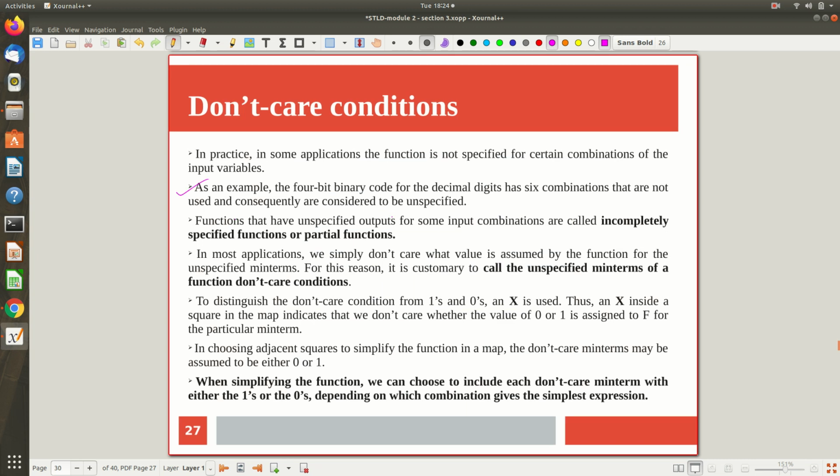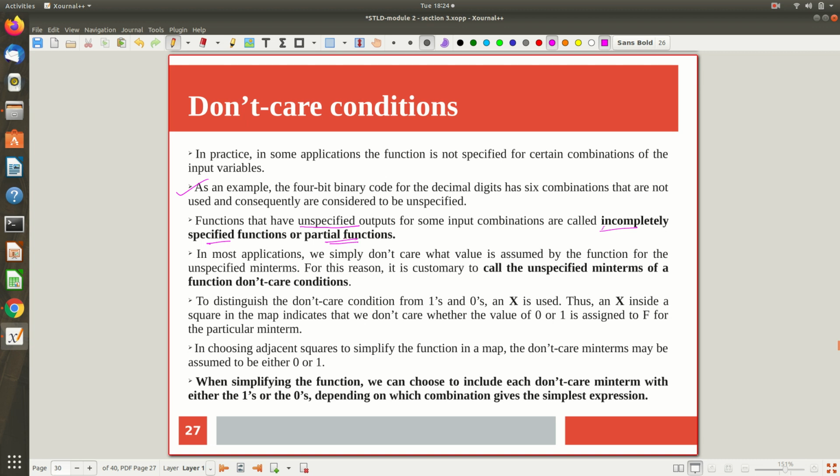The functions that have an unspecified output for some input combination are called incompletely specified. What we have seen is that in those 6 cases, from 10 to 15, the output is unspecified. Or we can say that such a function is incompletely specified, or the domain is not completely mapped. For a function, every element in the domain should have a mapping. So now I can't call it a total function. Instead I can call it a partial function.